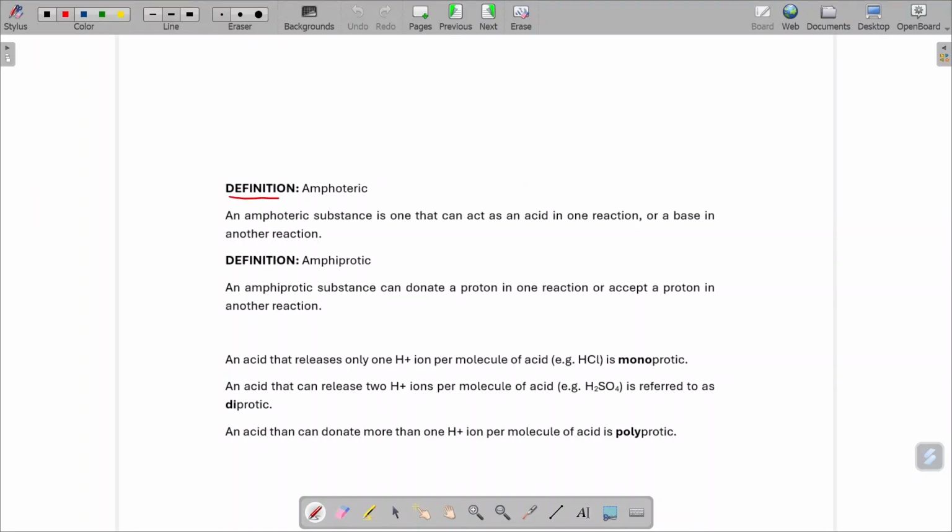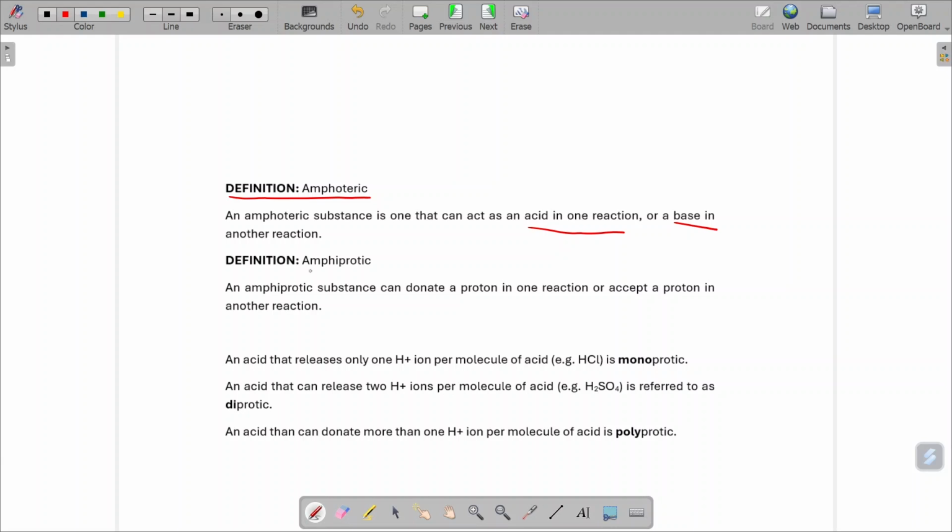And this brings us to a definition of an amphoteric substance. So what is an amphoteric substance? It's one that can act as an acid in one reaction or a base in another reaction. So water is an example of an amphoteric substance.